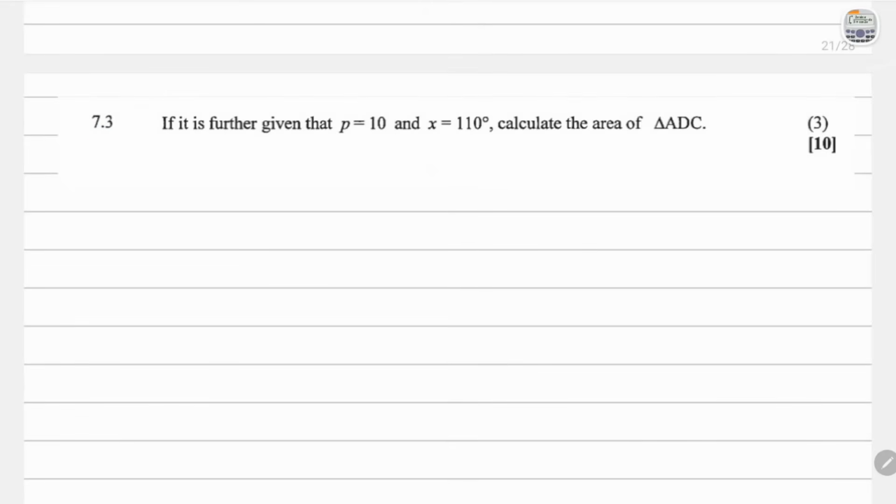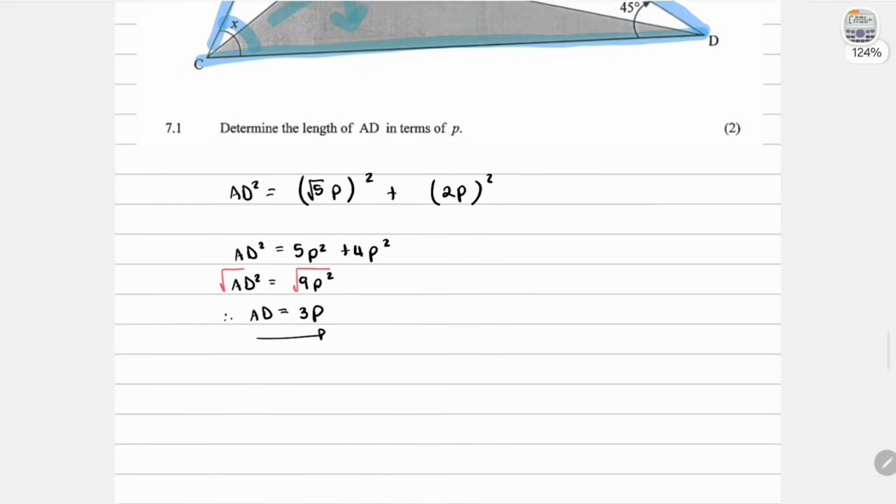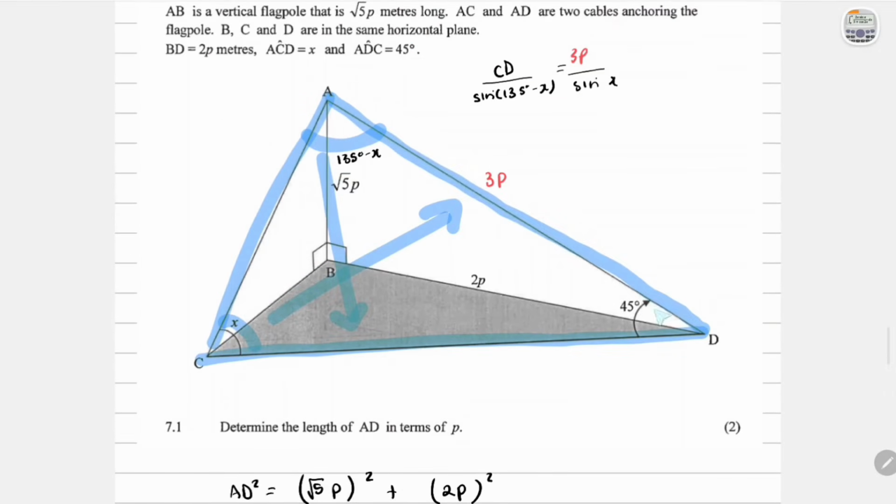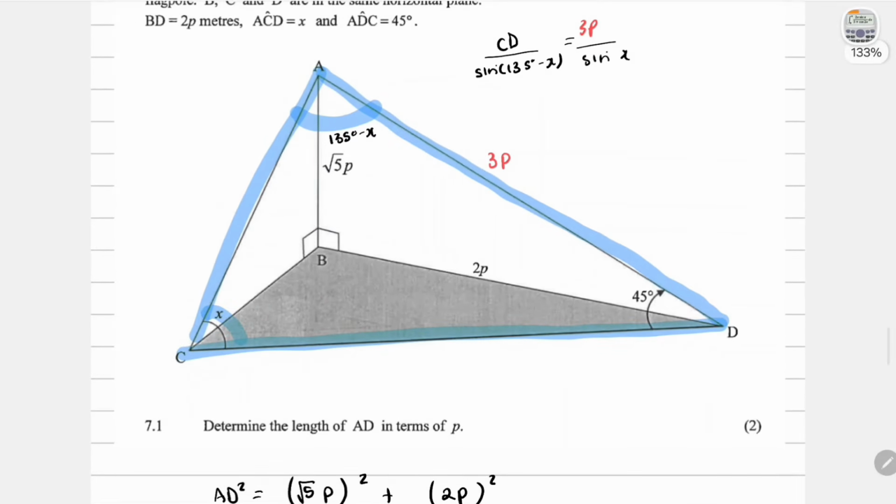Question 7.3 says, if it is further given that p is equal to 10 and x is equal to 110 degrees, calculate the area of triangle ADC. So let's look at that triangle, the area of triangle ADC. So this is this highlighted triangle over here. And they've given us the value of P and X. So we can clearly use the area rule in this case, because you can see that we don't really have a perpendicular height. That height has nothing to do with that triangle. It's not that triangle's height.